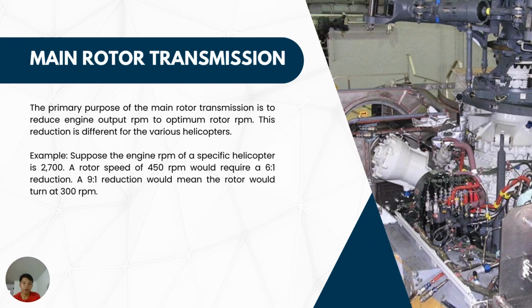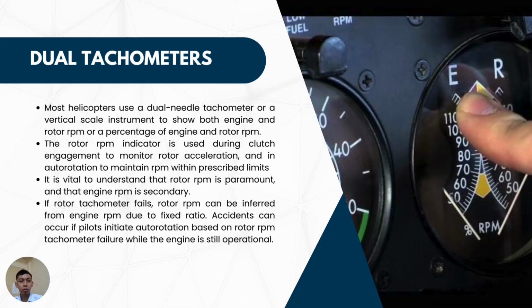Next is the main rotor transmission. In a helicopter, it is a crucial component. It is responsible for transmitting power from the engine to the main rotor assembly. It consists of a complex arrangement of gears, shafts, and bearings housed within a sturdy casing. The main rotor transmission adjusts the torque and speed of the engine to drive the main rotor at the required RPM for lift and control. Overall, the main rotor transmission plays a vital role in the safe and efficient flight of helicopters, providing the necessary power to enable lift, maneuverability, and stability in various conditions.